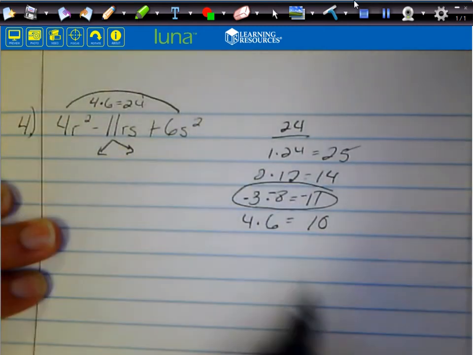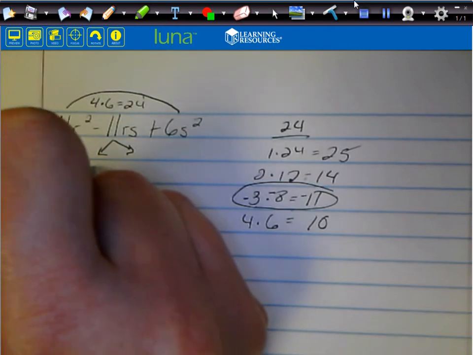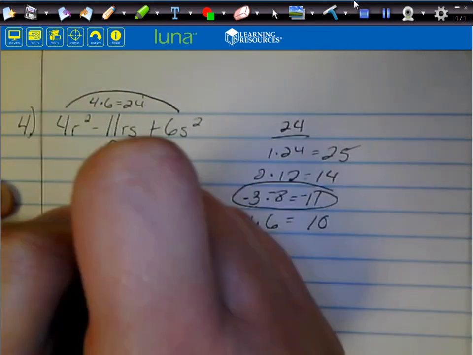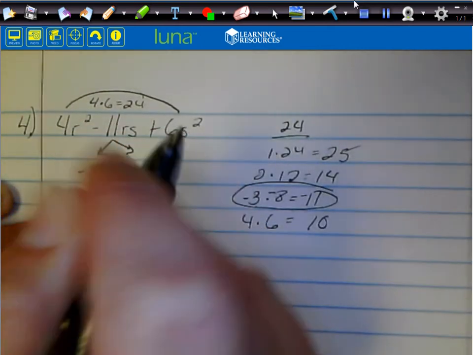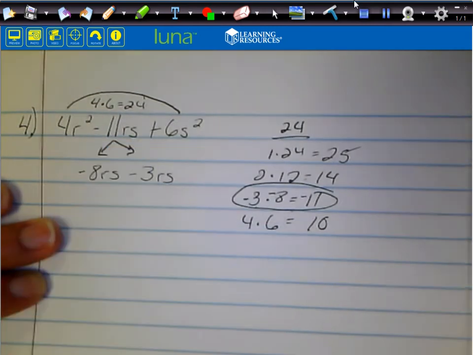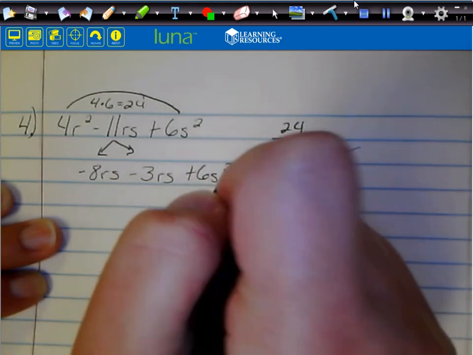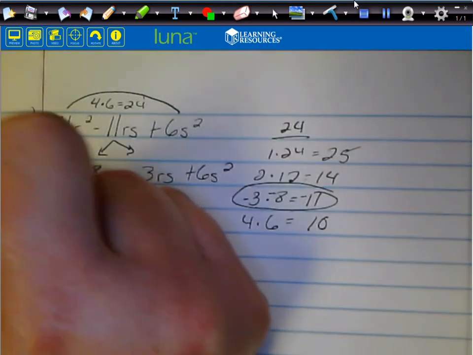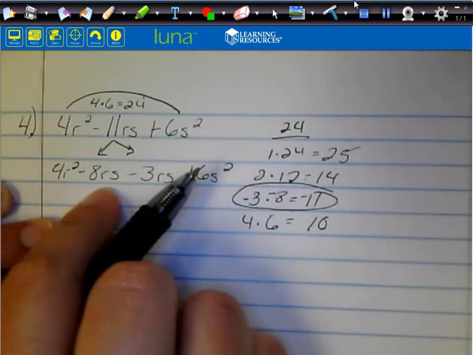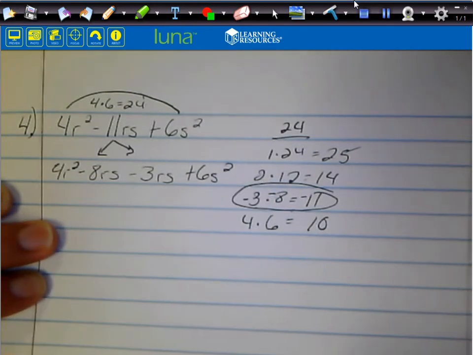So I'm going to break this up and say negative 8rs and negative 3rs, and I'm putting the rs on there because that's what's on the middle here. And then I'm going to bring down my 6s squared and my 4r squared. And again, you could have flipped these around. Your 3 could have been here, your 8 could have been there, it does not matter.